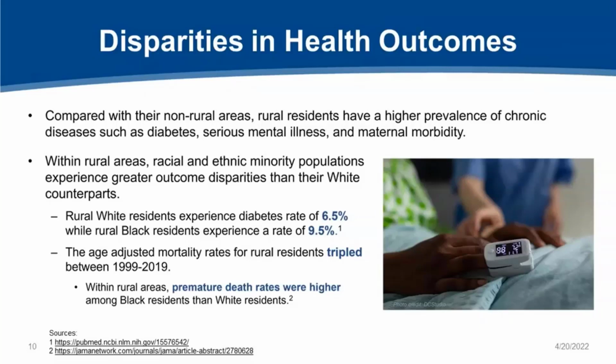rate of 9.5%. Additionally, if you look at the age-adjusted mortality rate, which is the death rate that controls for differences in population distribution, you'll find that this rate tripled between 1999 and 2019, with premature death rates among rural Black residents higher than premature death rates among rural white residents.